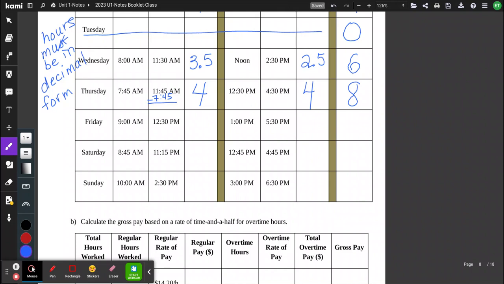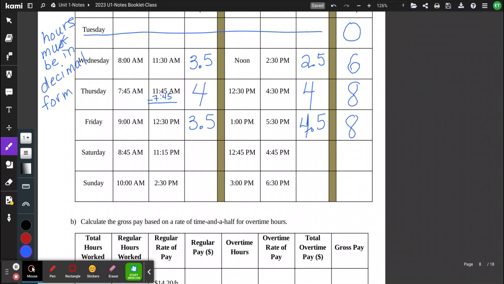Friday, 9 to 12 is 3 hours. Another half is 3.5. So 3.5 hours. 1 to 5:30 is 4.5 hours. And that's going to give us a total of 8 hours for that day.